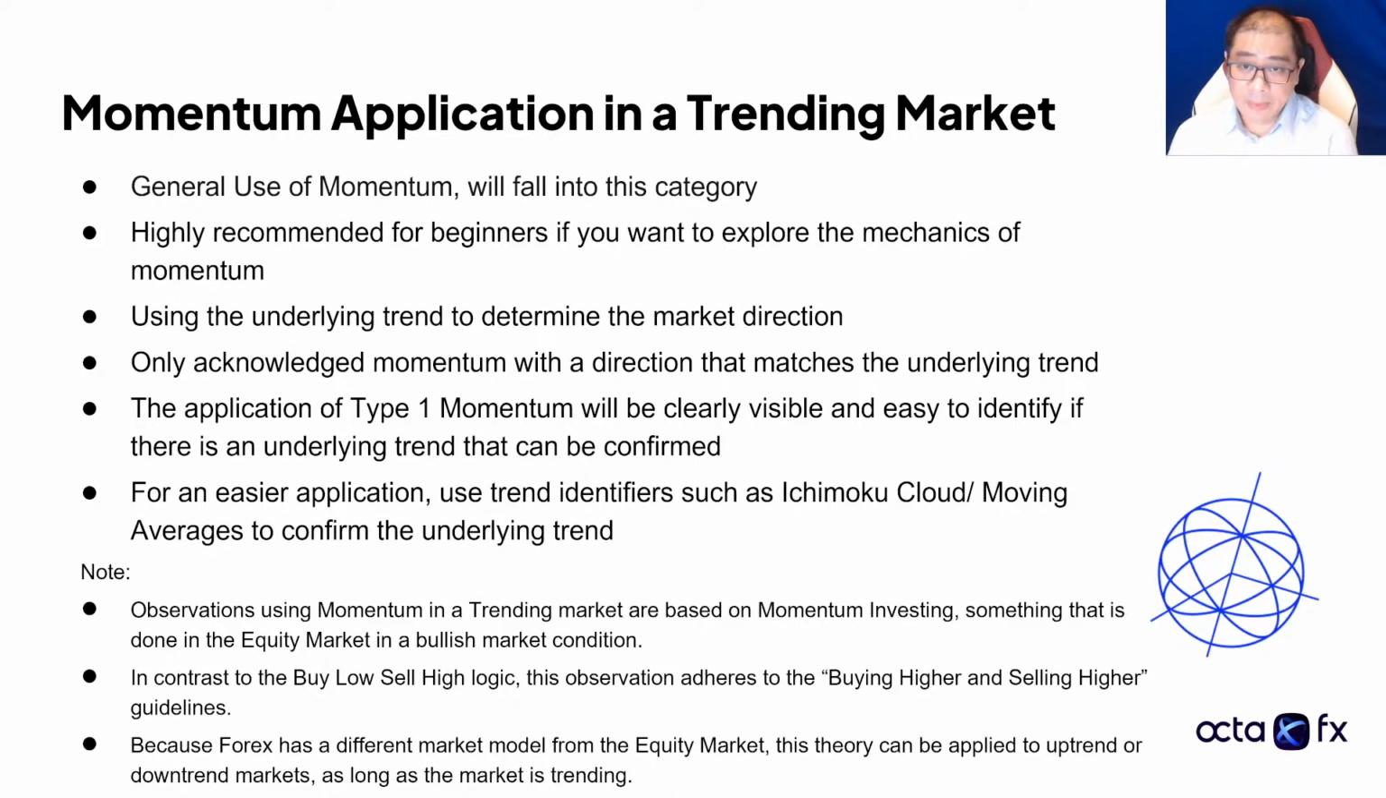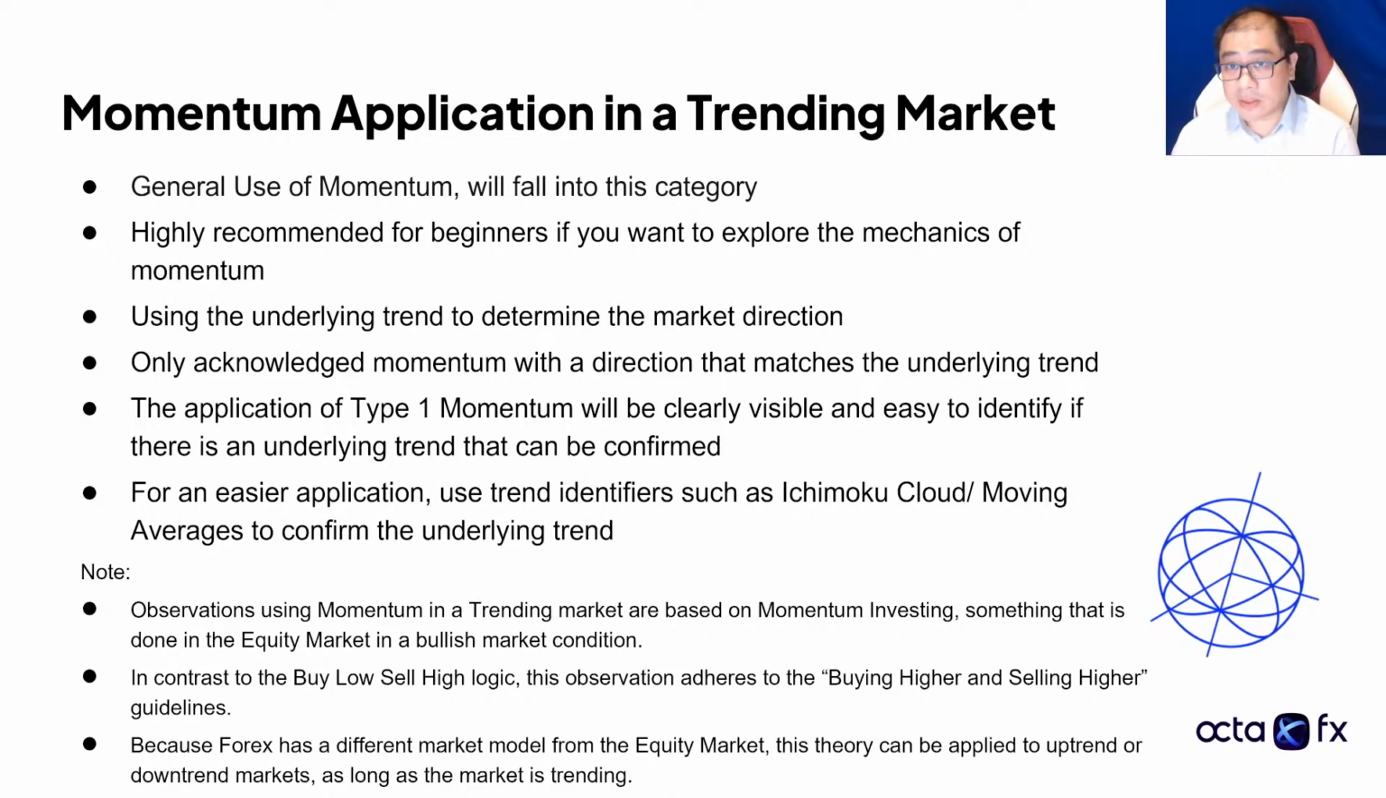Okay. So when you apply momentum into a trending market, it's really easy, because you only acknowledge momentum with a direction that matches the underlying trend. So you need to understand that if a market is in an uptrend, you just want to apply momentum that follows an uptrend. So we're not looking for a sell in the market, we are continuously looking for a buy in the market. That's the kind of momentum application that you want to be looking for. Okay, so we're going to call this type 1 momentum, basically a trending market.